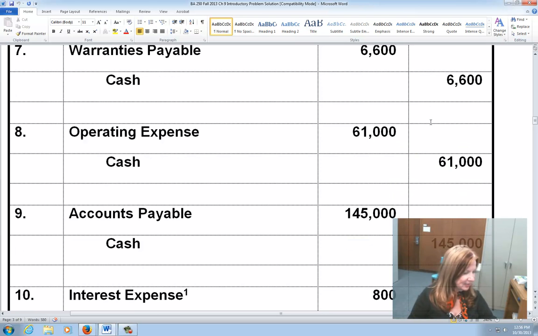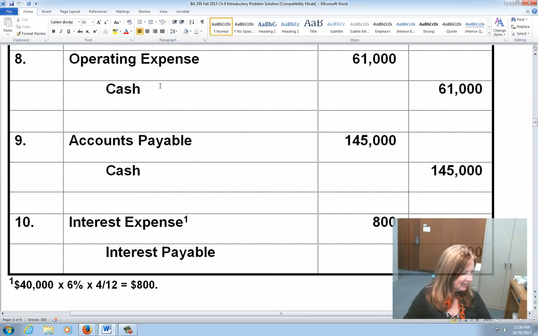Number 7 says, paid $6,600 for warranty repairs during the year. So warranty payable is a liability that's going down because I don't have that obligation. I have fixed these products. So I debit the warranty payable, the liability for $6,600, and I credit cash for the amount of money I had to pay for the parts and labor to get these products repaired.